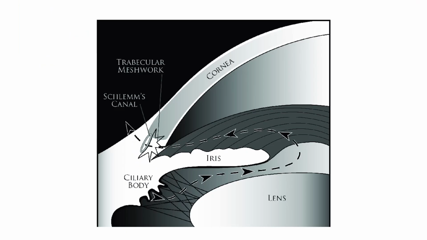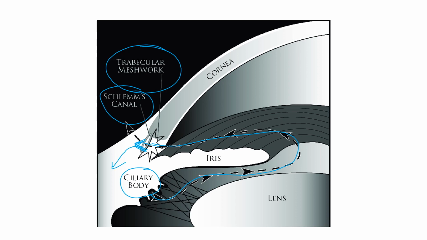As aqueous humor is continually produced by the ciliary body, it flows through the posterior chamber to the anterior chamber through the pupil, across the iris, and to the trabecular meshwork, which is essentially a drain. It then goes into a collecting duct known as the canal of Schlemm, and eventually into the episcleral veins where it can be absorbed by the bloodstream. So I want you to think of this as a highway within the eye, with traffic flowing in one direction from the ciliary bodies to the trabecular meshwork.